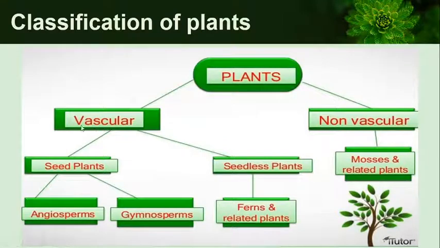Another one are the vascular plants. They are also divided into major groups: seed plants and seedless plants. Seedless plants are vascular plants that do not have seeds to reproduce. The seed plants are divided into groups: angiosperms and gymnosperms. So let's make a start on these groups of the plants.